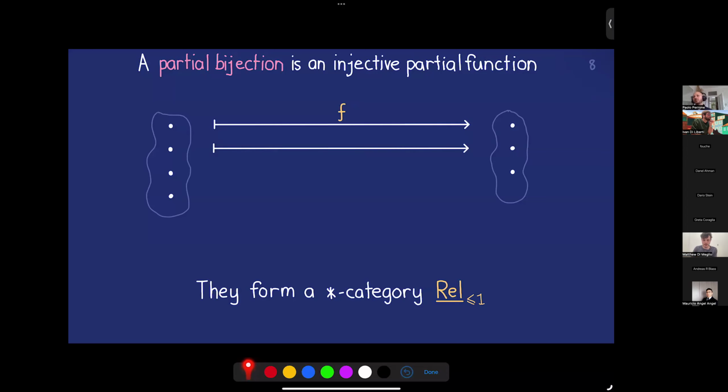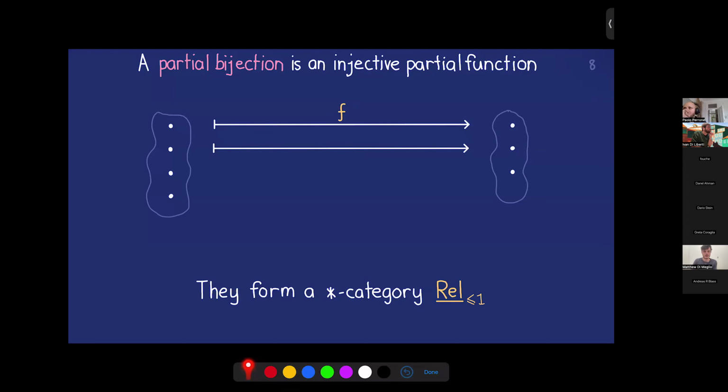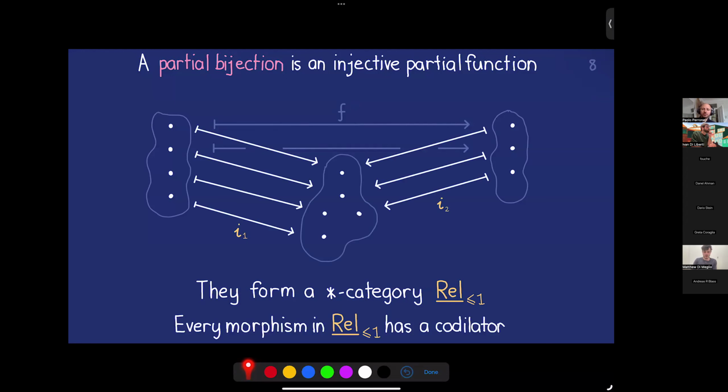And in this star category, the isometries are the totally defined maps, so these will be the injective functions. And so the codilator of F is quite easy to picture. What you do is you take the elements on which F is defined, because they're the ones that are going to be common in the domain and the codomain of F.